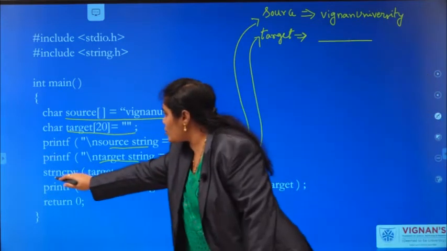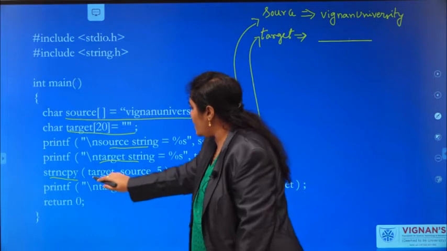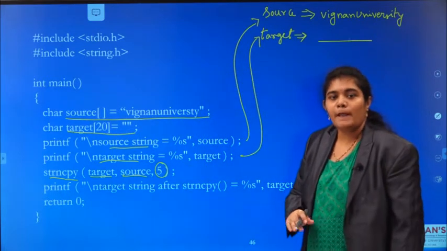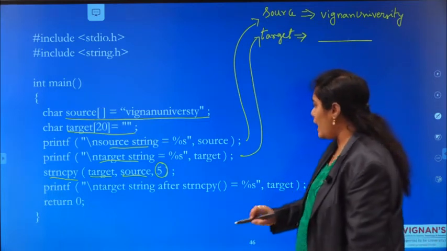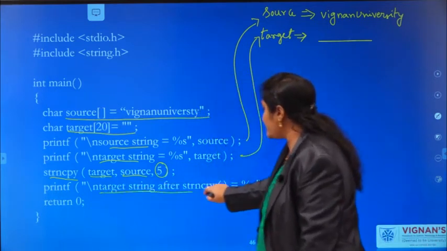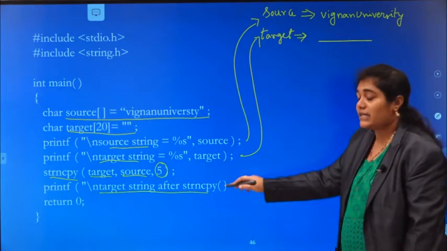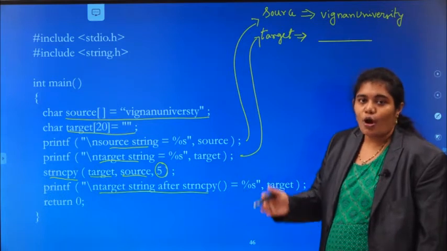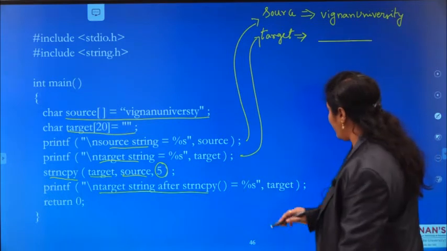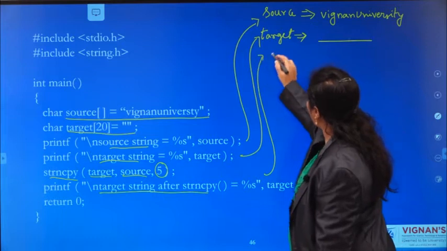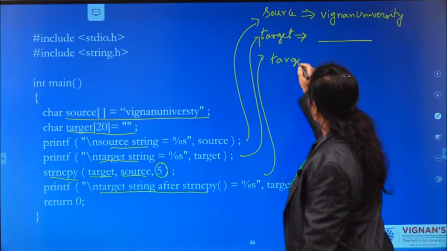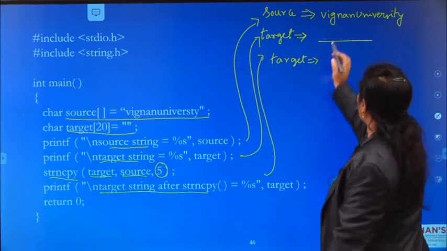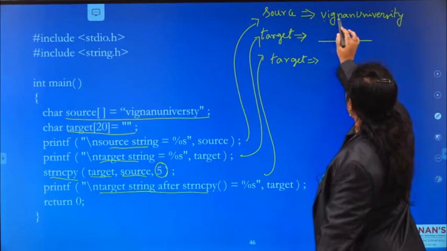Next, I am going to copy: strncpy, target, source. How many characters am I going to copy? Only 5 characters. Now I am displaying my target string after strncpy. Now my output is: target points to how many characters we are going to copy? Only 5 characters. Vigna.